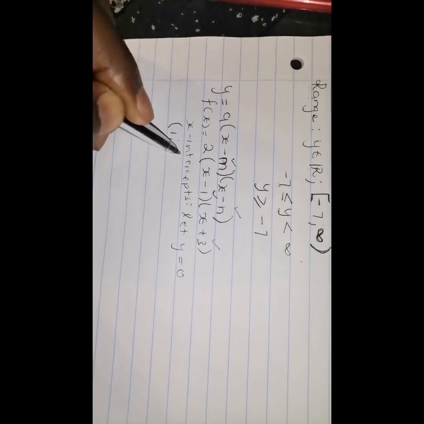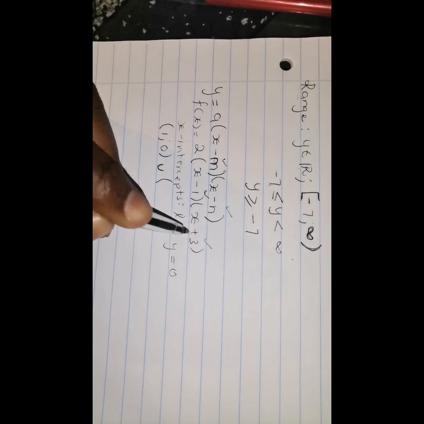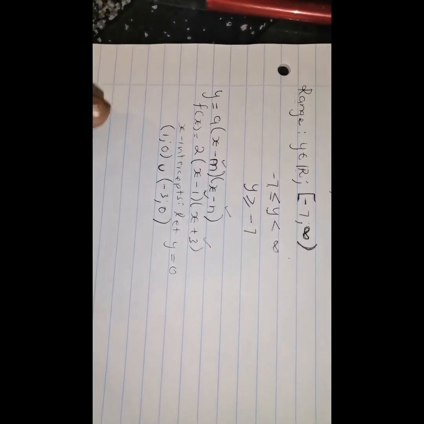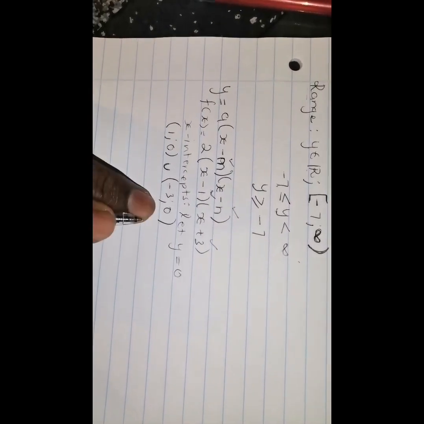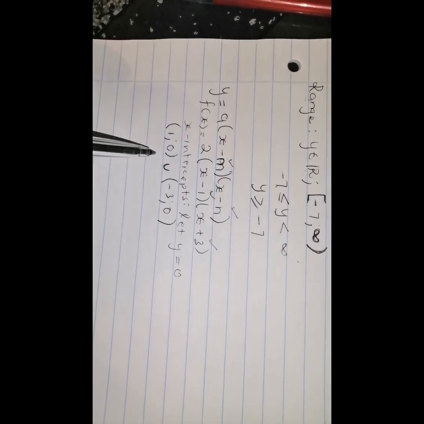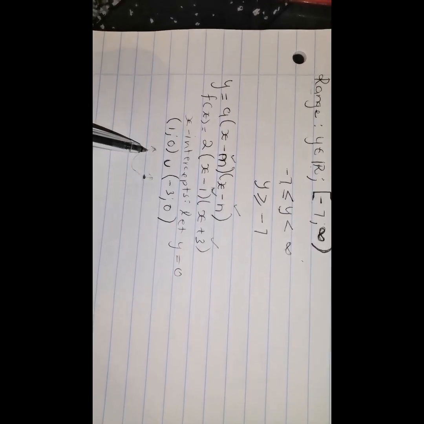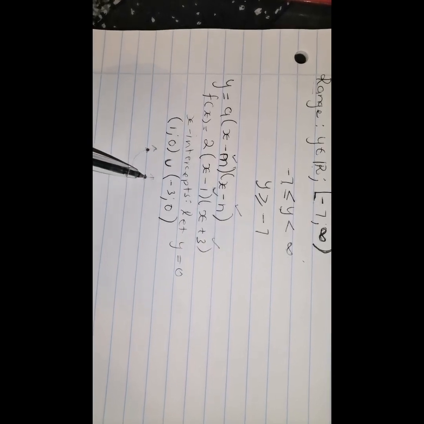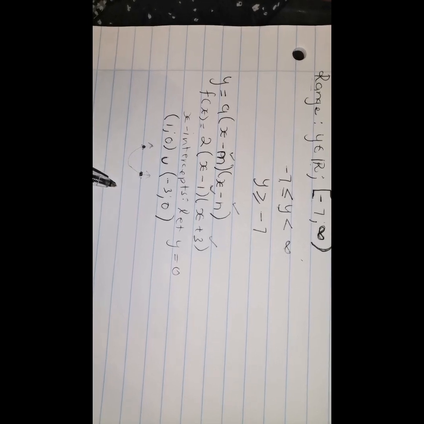(1/2, 0) union (-3, 0). Basically, when I say union, it means that the two are combined. Meaning, when you draw the graph of this function, it's going to be like this, and then like this, guys. Then the coordinates of our turning point are going to be here. The coordinates of our x-intercepts are going to be at these points. That's how you draw the graph of this function.